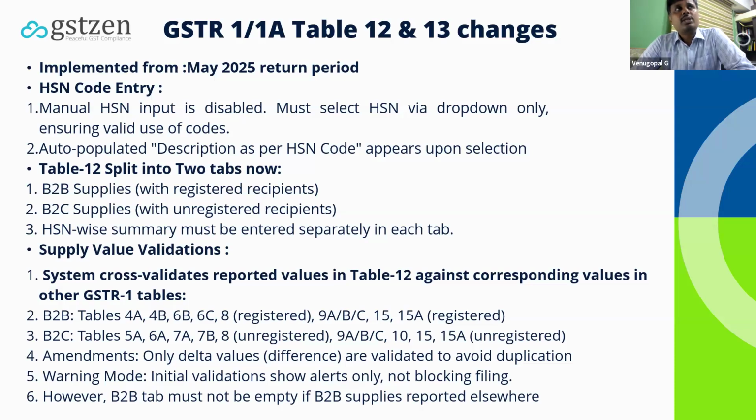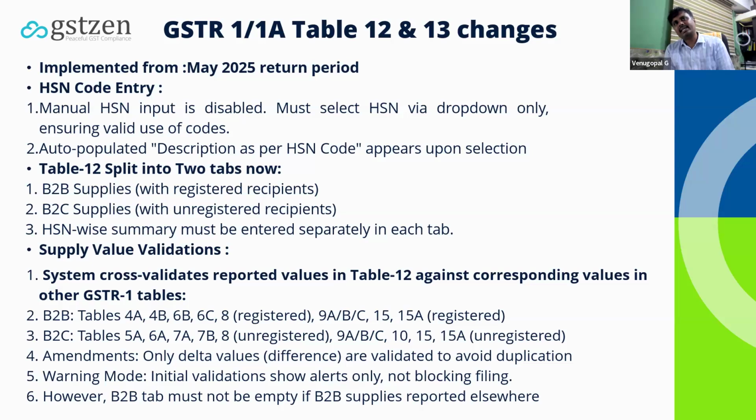Now, over time, people were not filling that because it was optional. The department made it mandatory. Now they have segregated that into 2 sections, B2B separate and B2C separate. Both the sections have been segregated. They have specifically said that for turnover above 5 crores, it should be 6-digit HSN. For turnover up to 5 crores, it is 4-digit HSN.